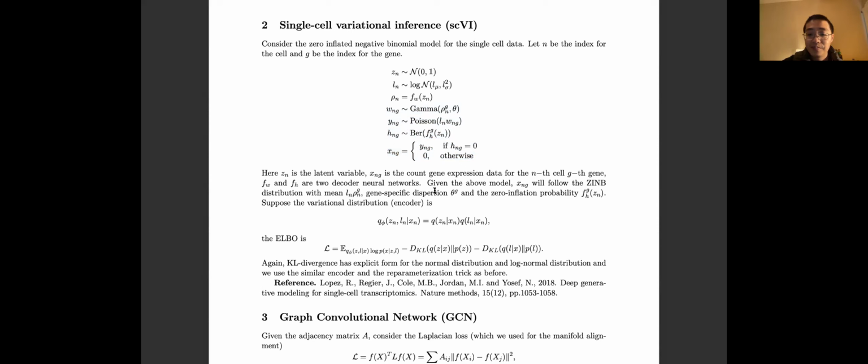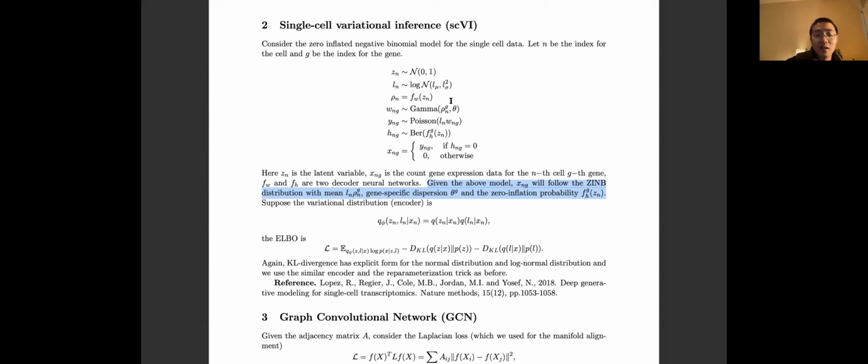In this case, based on these four, XNG will follow the ZINB distribution with mean LN rho NG, and the gene specific dispersion theta G.